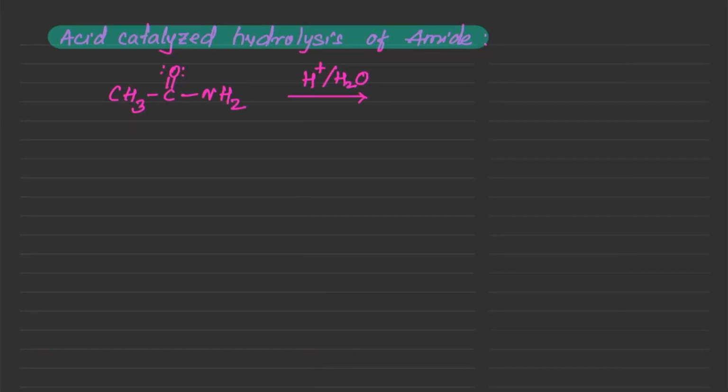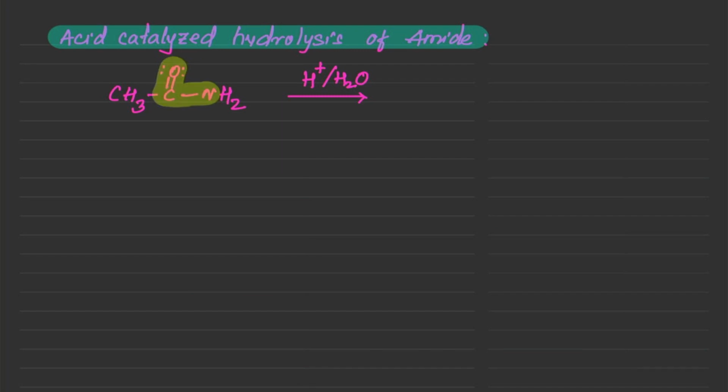Hello everybody. In this video we will discuss acid catalyzed hydrolysis of amide reactions. So let's first discuss what is an amide. An amide is when you have this functional group, to be precise, CON. When you have this situation here, that's an amide functional group.